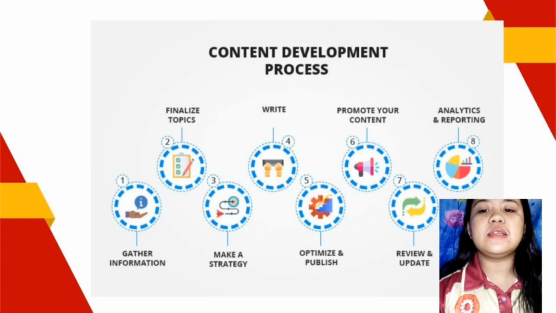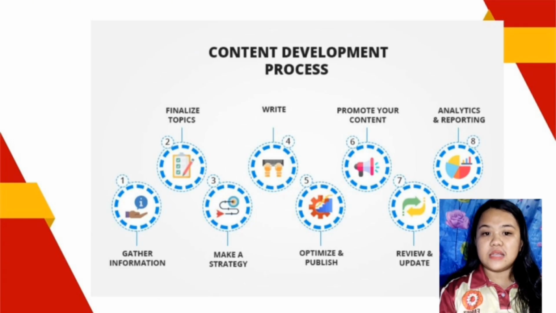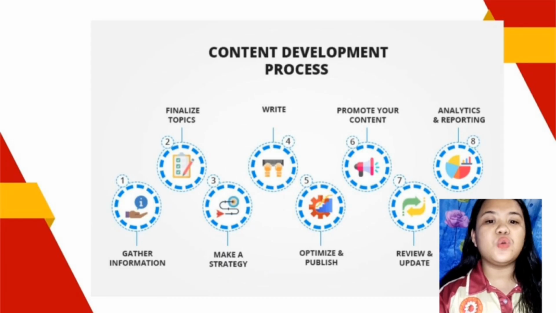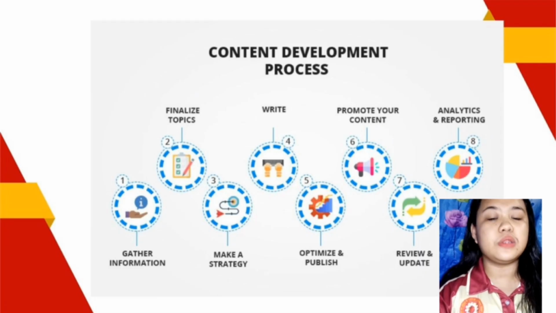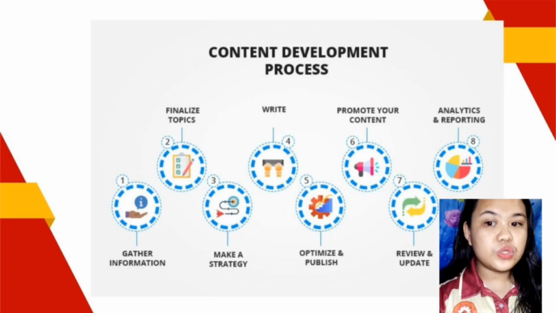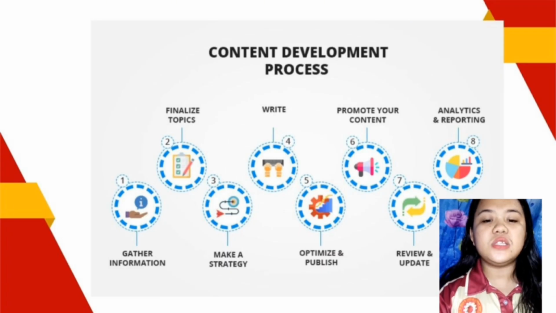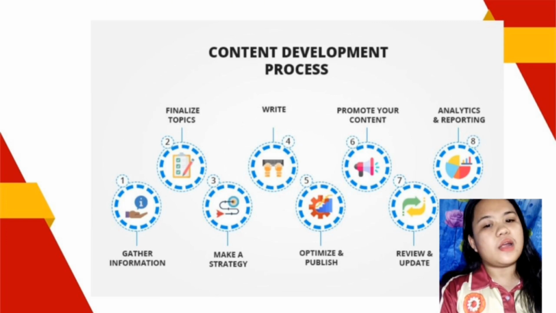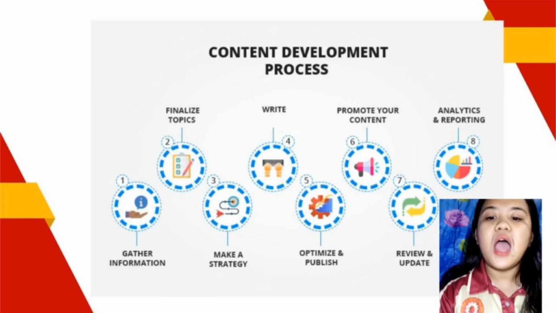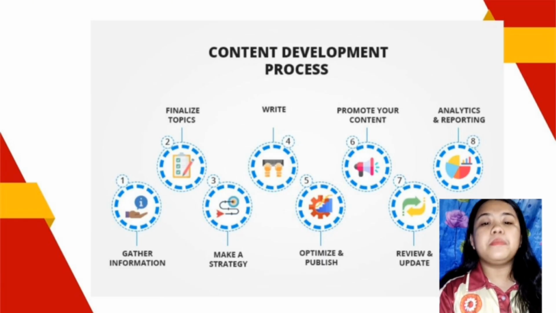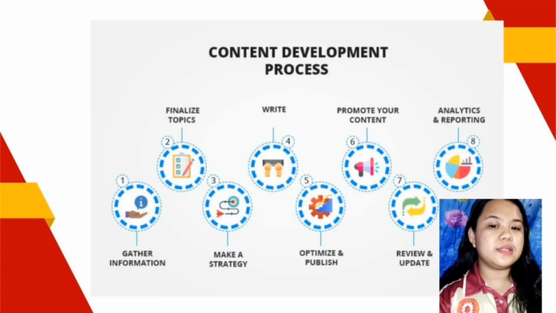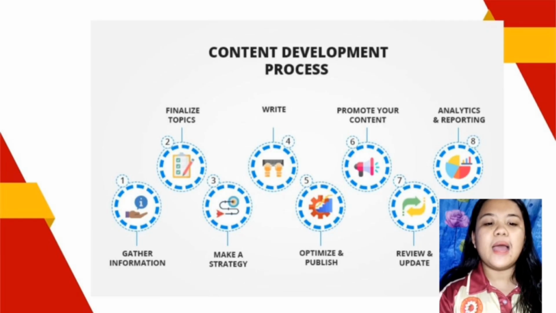In this chart is the content development process. We have 8 steps to do that. First, gather information: we need to collect ideas, facts, and details we need for the content. Second step, finalize the topic: we have to choose the best topic to focus on. Third step is make a strategy: we plan how we'll create and share the content. Fourth step, start creating the actual content like an essay, article, lesson, or script. Fifth step, optimize and publish: make sure it's clear, correct, and attractive, then we have to share it.